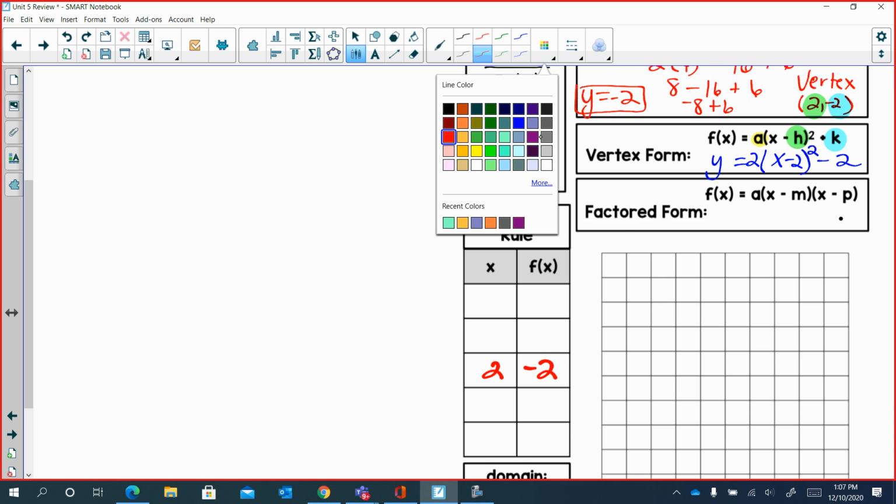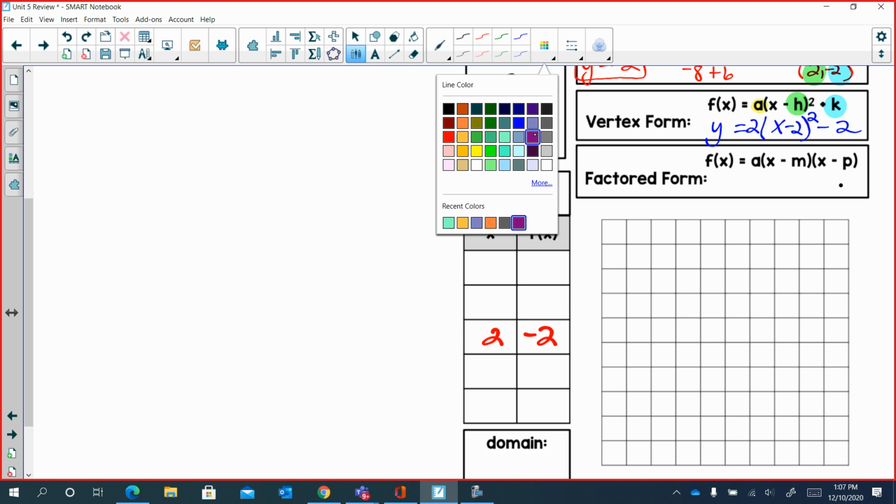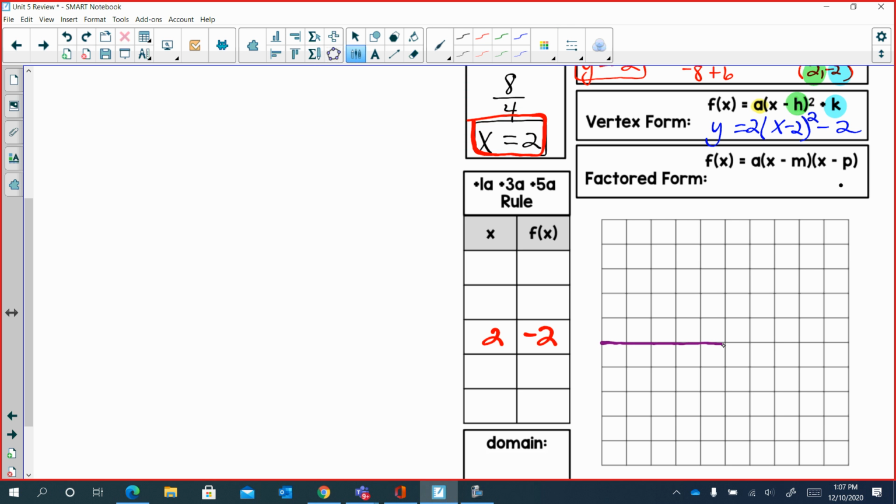So let me get mine. Oops, the wrong color. Make mine purple. So I'm going across here. That's my X. And then here, this is my Y. Yeah, you said already we're increasing on the table. So 3 and 4 here, and then 1, 0 here. Are we okay on that part? Okay, so start with your vertex. Let's get that point on there. 2, -2. There it is right there.